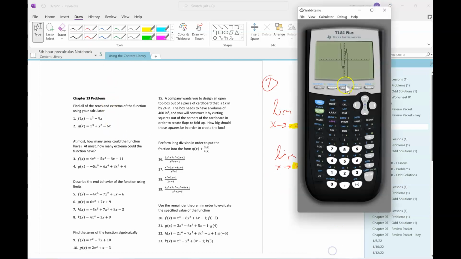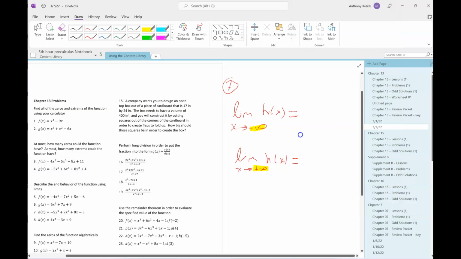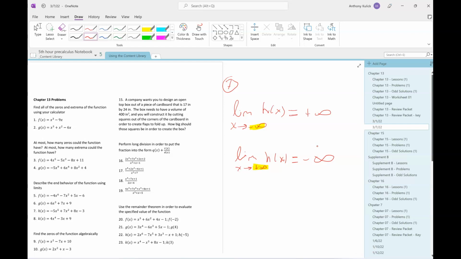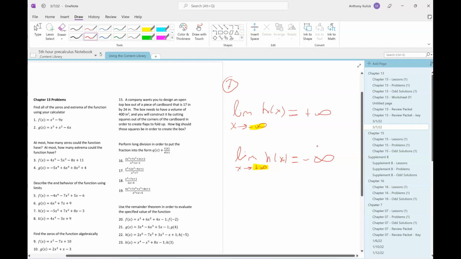Looking at my picture now, the left end was pointing up towards +infinity. So that one should equal +infinity. And the right end was pointing down towards -infinity. So that's that. Is that okay?